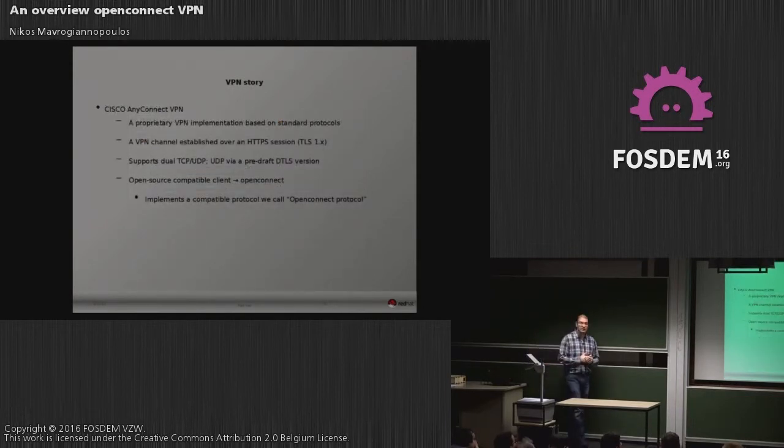I checked further on AnyConnect, on Cisco's protocol, and it was a proprietary VPN implementation, but it was based on standard protocols. At a high level, it was a VPN channel established over an HTTP session. We started an HTTP session, you did authentication, and then you issued a connect, and you were connected to the VPN. And optionally, after you connect to the VPN using TCP and HTTPS, you could initiate a UDP channel. And the UDP channel was secured using datagram TLS, a pre-draft version.